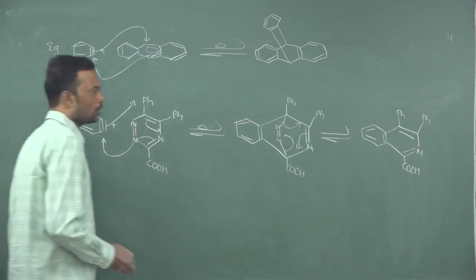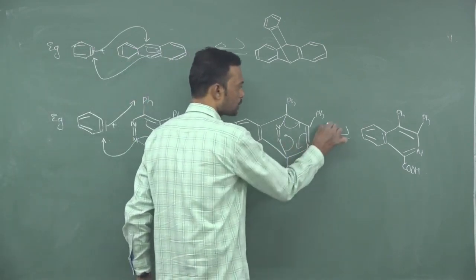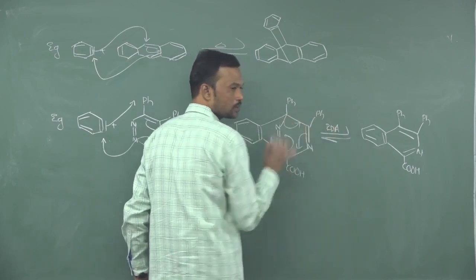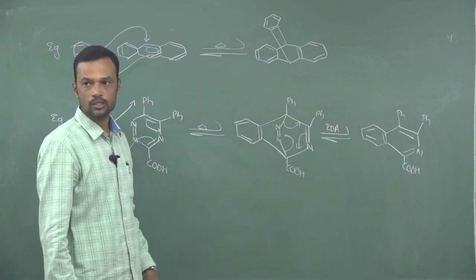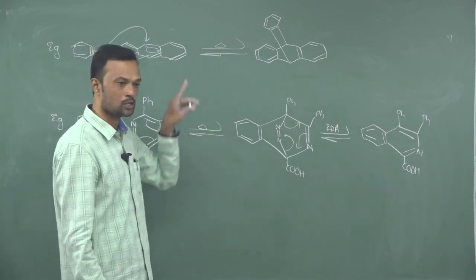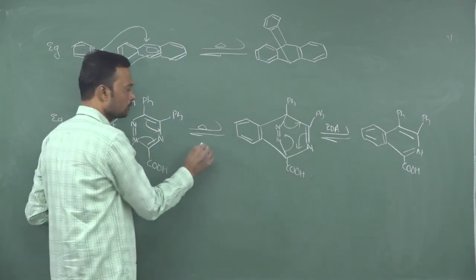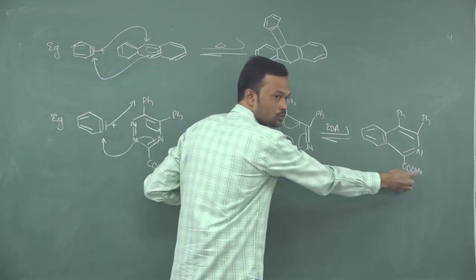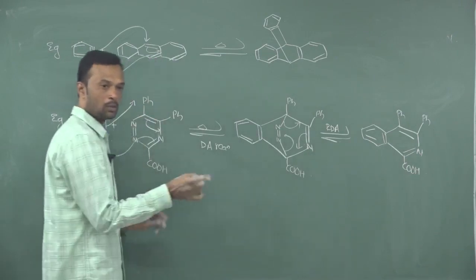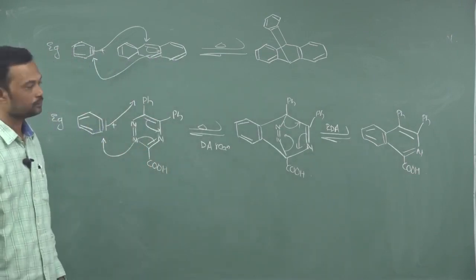What is this? This is called retro Diels-Alder. This reaction is a retro Diels-Alder reaction, the reverse reaction. Exactly the reverse of Diels-Alder is called retro Diels-Alder. That's why under thermal conditions two reactions are possible: the thermal Diels-Alder reaction, and one more, the retro Diels-Alder reaction. Use quinoline. Same temperature, two reactions, forward and backward.